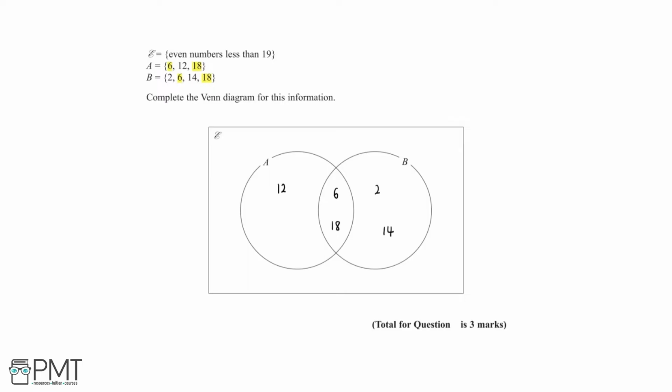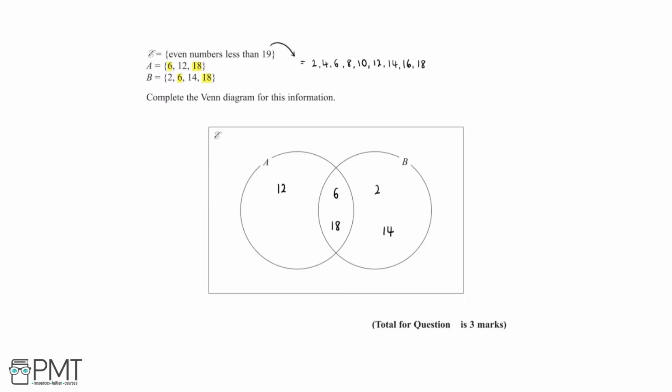But now we haven't quite finished this diagram, because we're told that the universal set contains all even numbers less than 19, and so some of these numbers do not exist in set A or set B. Let's make a list of all of the even numbers less than 19. We have 2, 4, 6, 8, 10, 12, 14, 16 and 18. We need to find the numbers that don't exist in set A or set B.